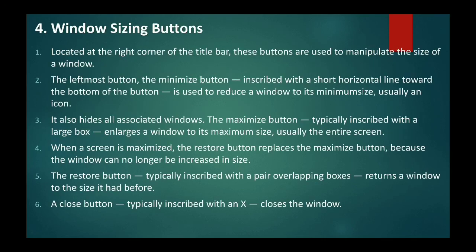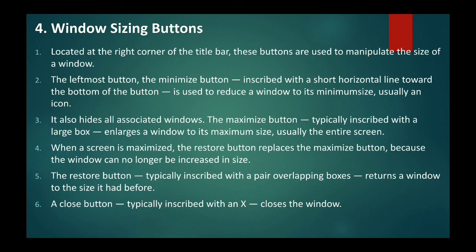Coming to the next one, that is the window sizing buttons. These are the buttons you can see on the right hand side, at the top of the window. You will find three buttons. One is the underscore button, the second is the square button, and the third is the cross button. The leftmost button is the minimize button, which is defined as the underscore one.